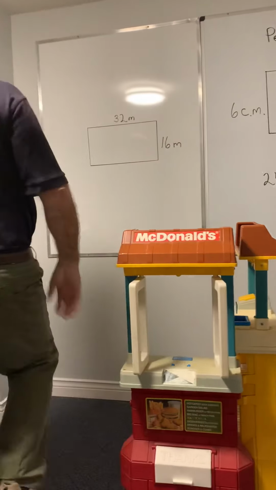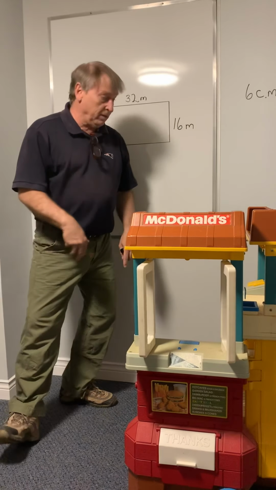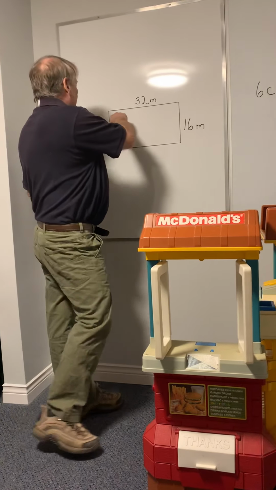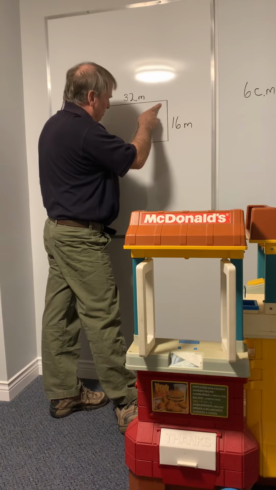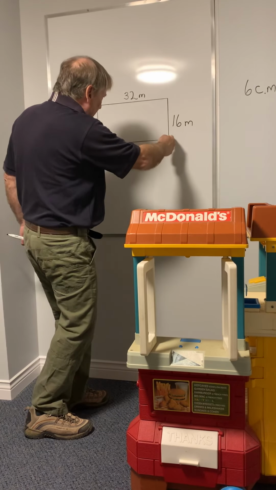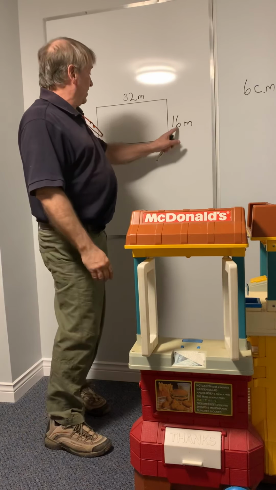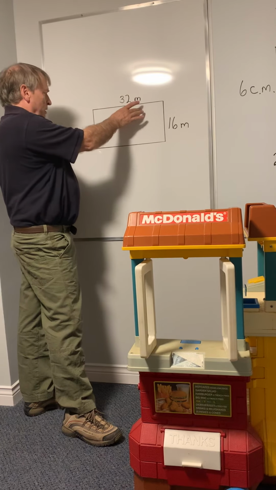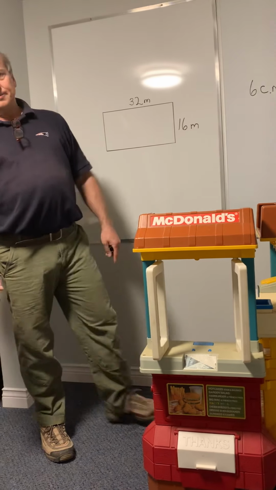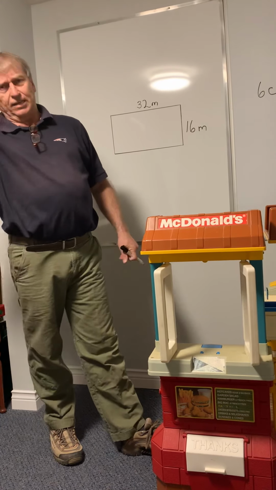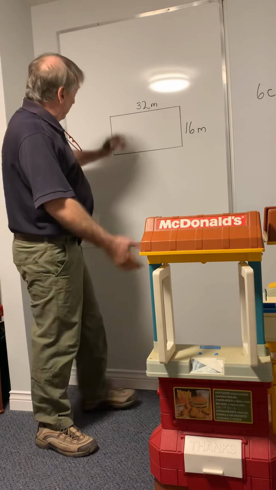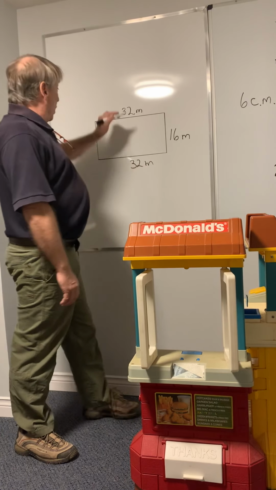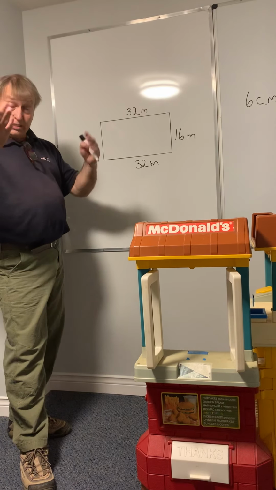Now what I did, I went down to McDonald's, which is here, and I was at Mickey D's, and I found out that the length of Mickey D's was 32 meters, and the width of Mickey D's was 16 meters. So if I've got 32 meters on this side, what would it be on the other side? How about Allen? Exactly, it would be the same. So the other side would be 32 meters because opposites on a rectangle are the same.